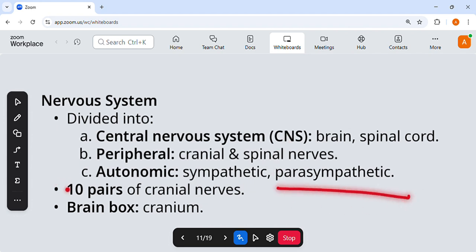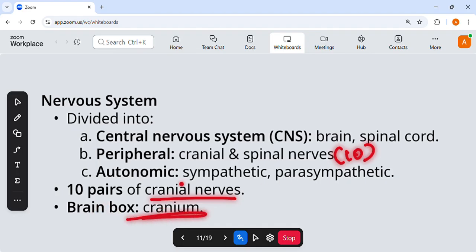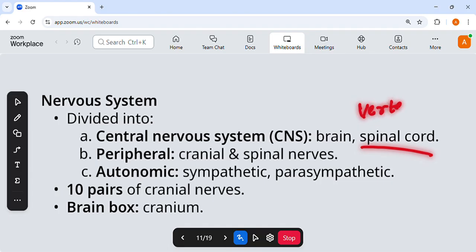And 10 pairs of cranial nerves are there, and spinal nerves are also 10 in pair. They have the brain box, that is nothing but a cranium, protecting the brain. Vertebral column protects the spinal cord. So spinal cord is protected by vertebral column. Let me write it down here better. Brain protection.